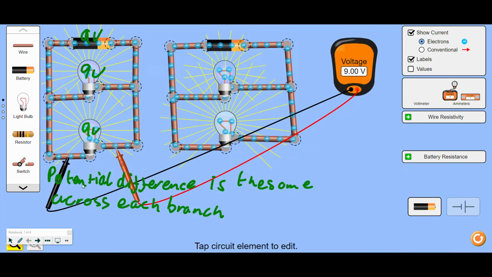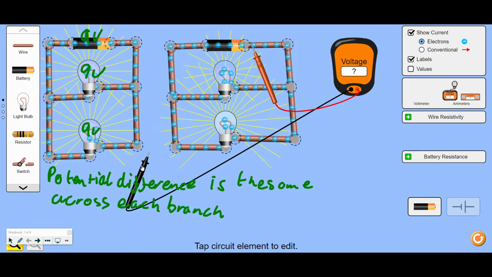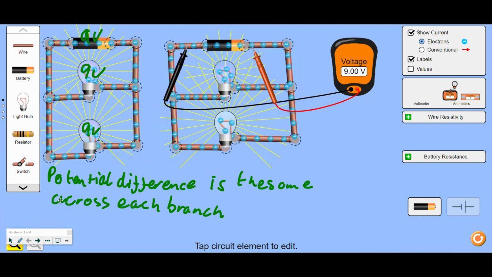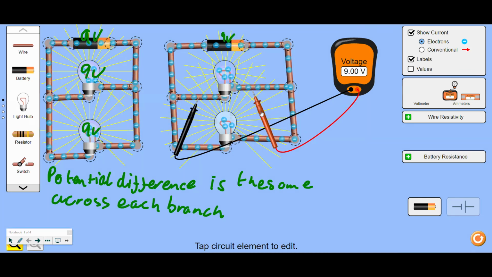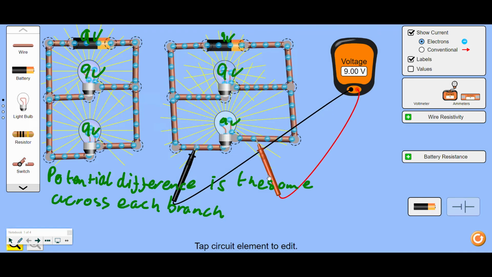Now, if we compare it to the second circuit, this is the same battery, so this is 9 volts. And even though these bulbs are different, they also have a potential difference of 9 volts each. And this bottom one will be 9 as well. I'll just prove that to you. And that is because the potential difference is exactly the same across each branch in a parallel circuit.